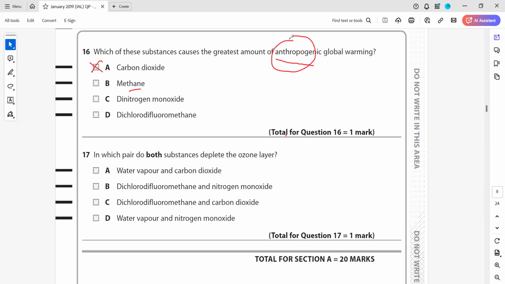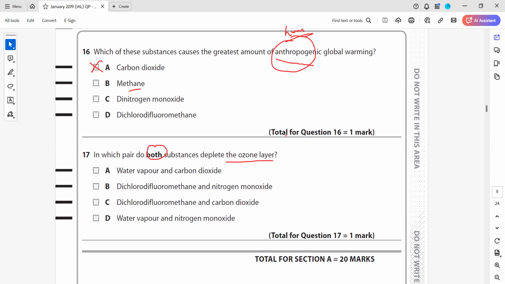So due to human activities, which compound is causing global warming? That is carbon dioxide. Methane has a higher greenhouse factor, but it's not mainly released by us. It's like trapped methane in the ice caps, or cattle farming also contributes to the emission of methane.